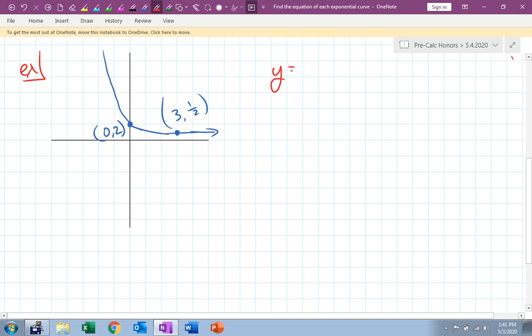All right, same idea. y equals y sub 0 e to the kt. Need to know our initial amount. We totally know our initial amount. It's 2. Okay, so if our initial amount is 2, we get y equals 2e to the kt. Now we use the second point just like we did before, which was (3, 1/2).